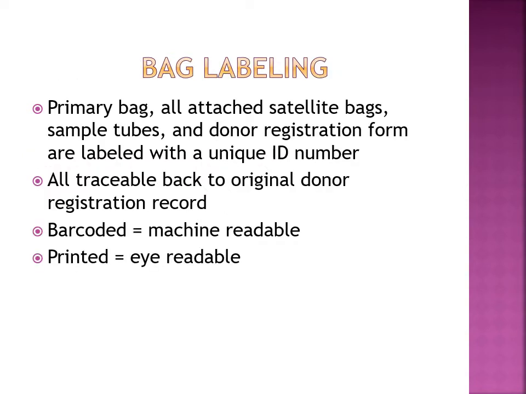For bag labeling, we have a primary bag, and all the attached satellite bags are with this primary bag. You have sample tubes and a donor registration form labeled with a unique ID number or the unit number. All going to have that on there. These are all traceable back to the original donor registration record, which will have that same number on there. It is barcoded, which is machine readable, and printed, so it's eye readable.